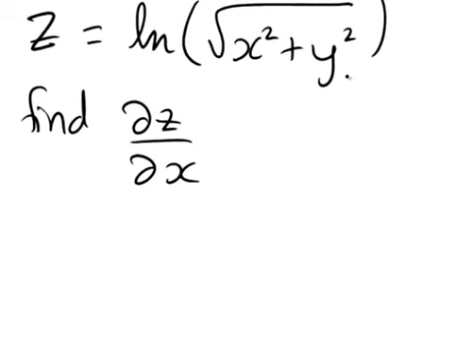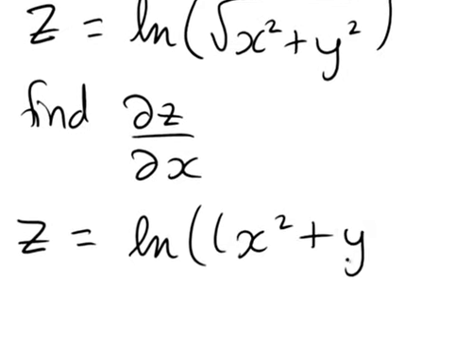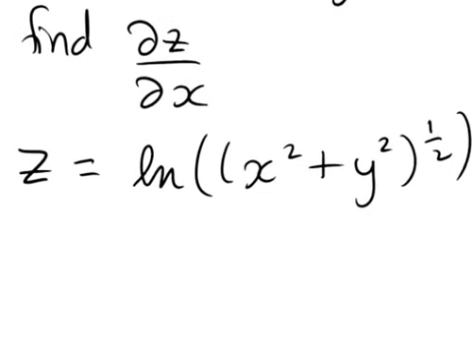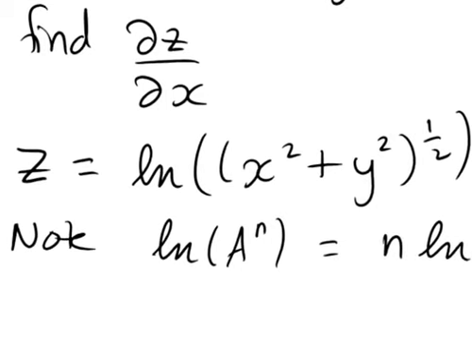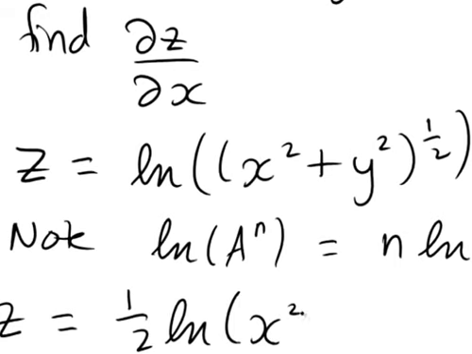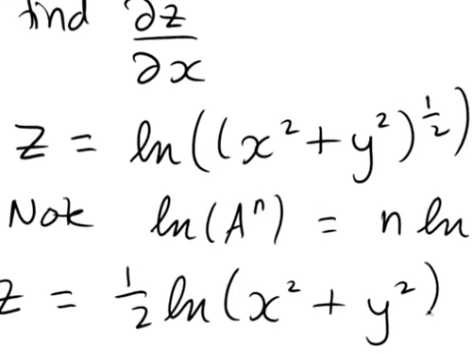And before we even think about using the chain rule here, it's good to see if there's any way in which we can actually simplify this expression. This is natural log of square root of x squared plus y squared, so that's the same as ln of x squared plus y squared, to the half. And one of the laws of natural logs that's quite useful is that when you have something like ln a to the power of n, that's the same as n ln a. So here, natural log of x squared plus y squared to the half, the half comes out the front, giving us z equals 1 half ln of x squared plus y squared. So it's always worth looking at the start to see if we can do any simplification like this.